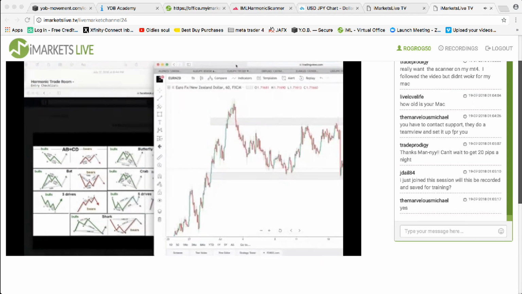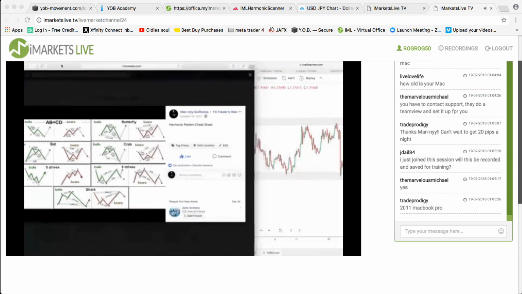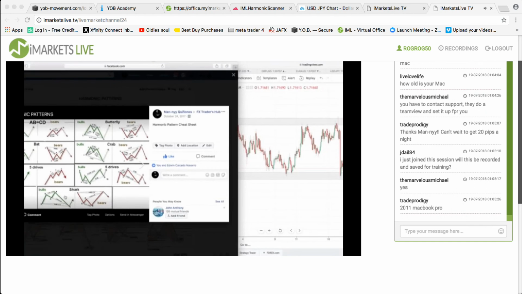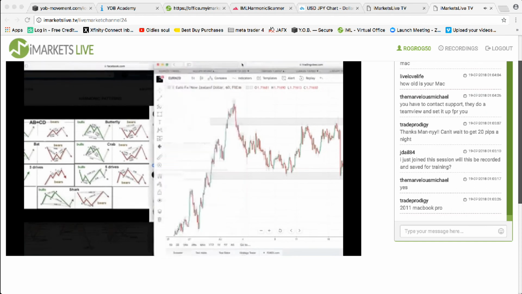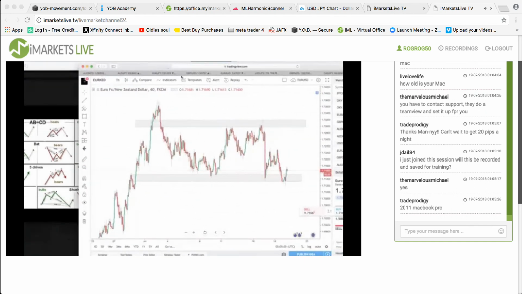There's my TradingView. Let's bring the TradingView back up. Here goes our bullish shark pattern. Let's remark this up and make sure that this is the right pattern.